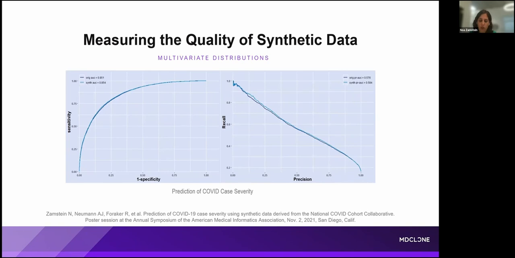The third example shows the result of a multivariate model predicting severe COVID outcomes in admission based on 40 variables, including comorbidities, lab results, and demographics.